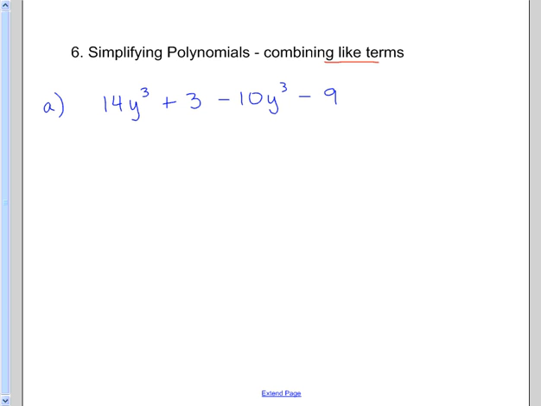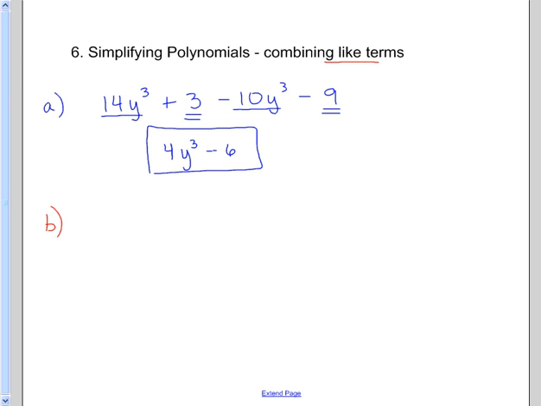So we have the 14y cubed and the -10y cubed. +14, -10 would be a +4y cubed. The exponent does not change when you are combining like terms. Okay, we're just counting how many y cubes we have. Then we have a +3 and a -9, which would be -6. And so this is as far as we could take it. We have our like terms combined, and the answer is written in descending order. That's something else you'll be looking for on these problems.